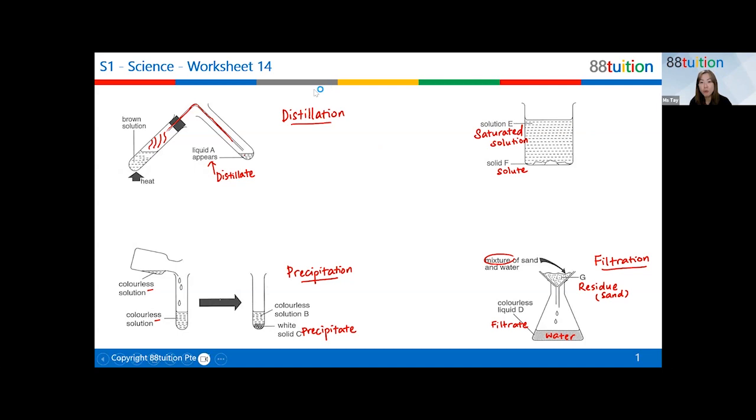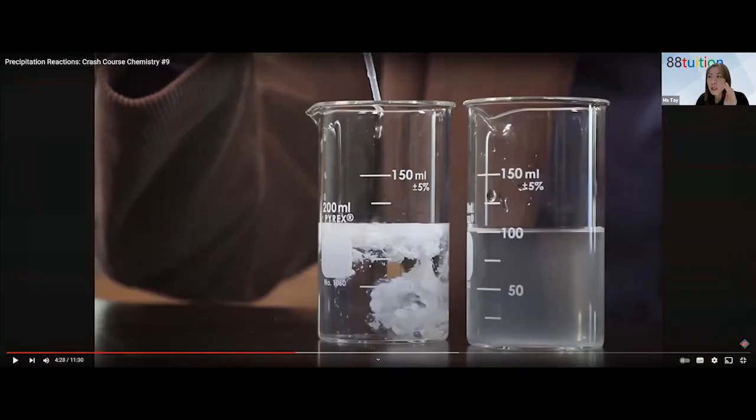Let me just show you what this precipitation process looks like. Can you give me 1 minute? All right. There are many precipitation reactions. This is just one of them.